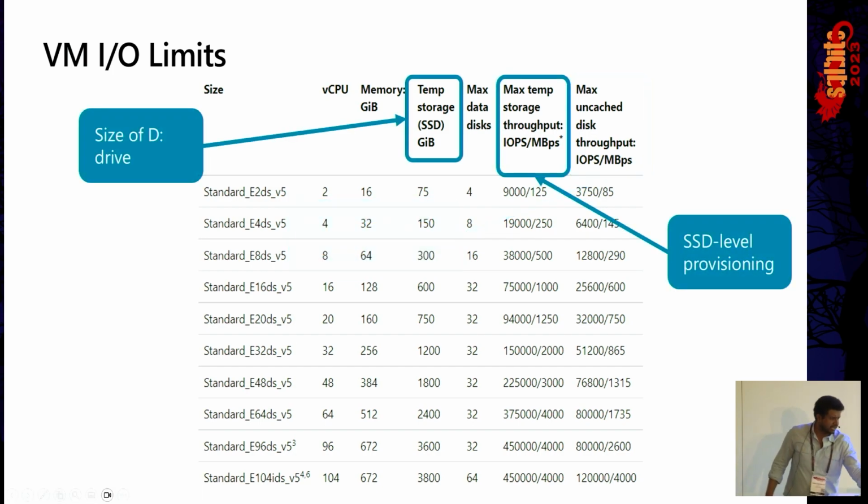And the second part is temp storage. This is the size of the temporary disk, that ephemeral storage that every VM has. And this is the max temp storage throughput. This is the throughput for that temp storage. Understood? So every VM has a local disk attached to it. For that local disk, there is a throughput. And there is also a throughput for the VM also. This is the throughput for that local disk that is attached. Make sense? Are we clear? Yeah?